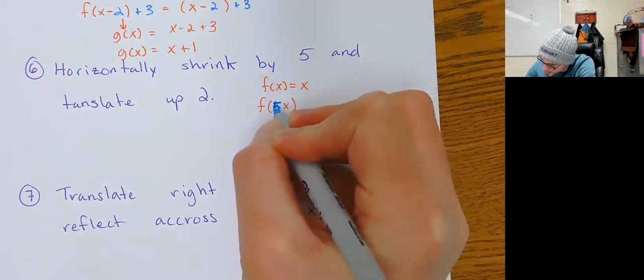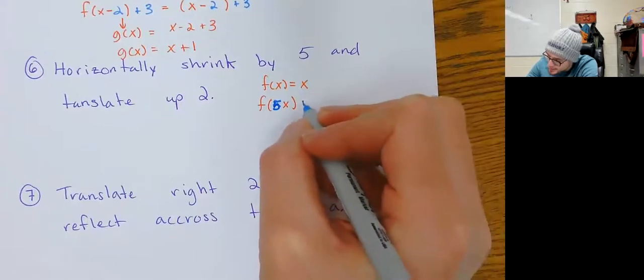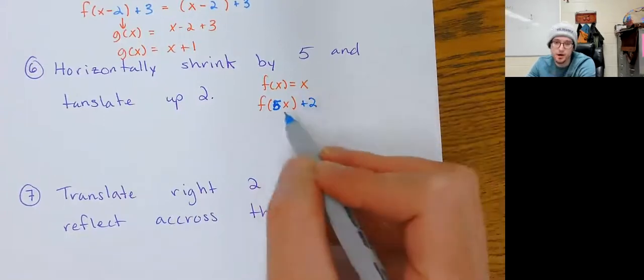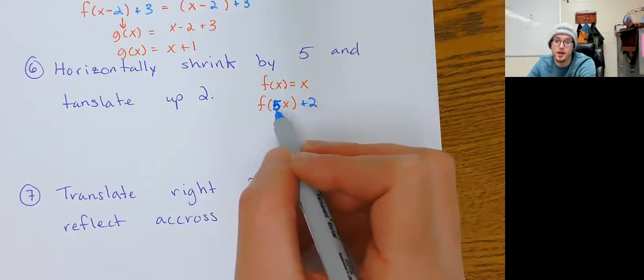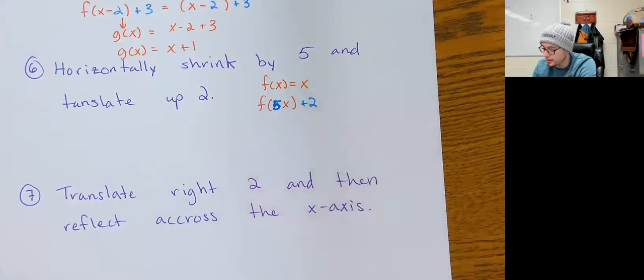I think I can change this to a 5. Yeah, that looks like a 5. Okay, and then we're going to translate it up 2, my bad. So horizontal shrink by 5, we're multiplying the inside by a 5, and then we're adding 2 to the entire function on the outside.